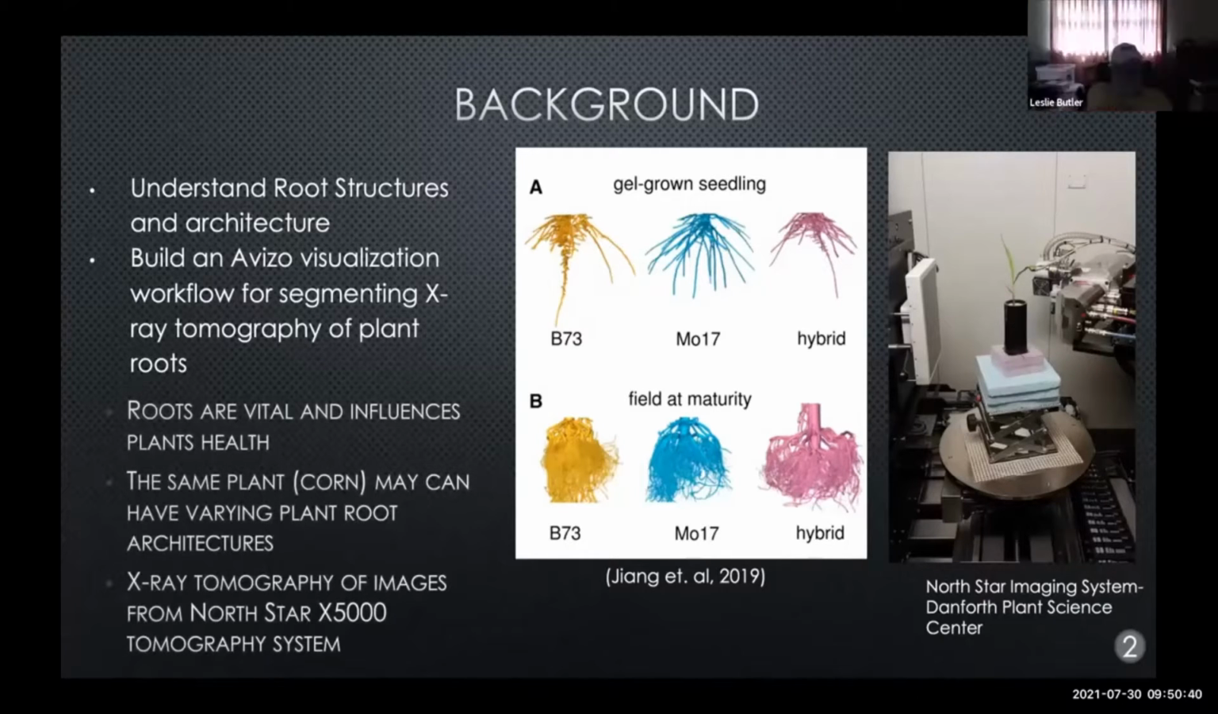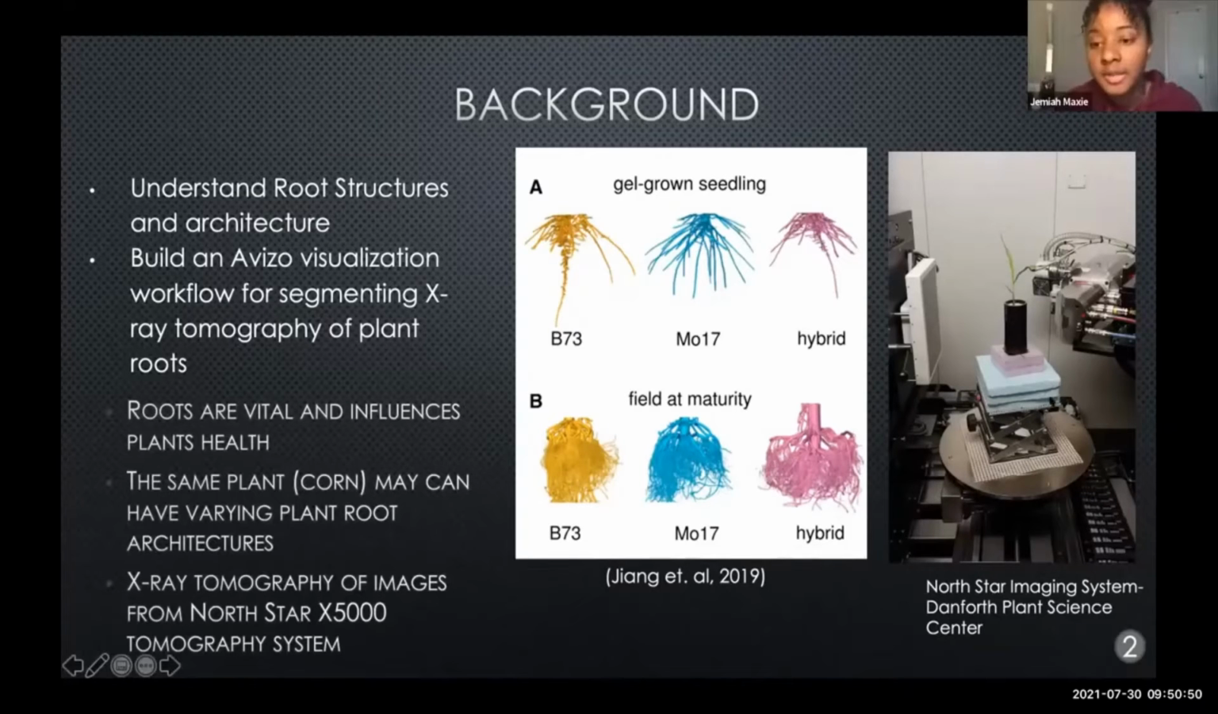So I had 3 data sets of corn to work with. They were all donated from Stanford Plant Science Center. They were put in an imaging system like this that you see over here, a Northstar X 5000 system. From there, there was 2D X-ray tomography that I had to work with, and I was responsible for creating a tomography view of those 3 root data sets that I had.